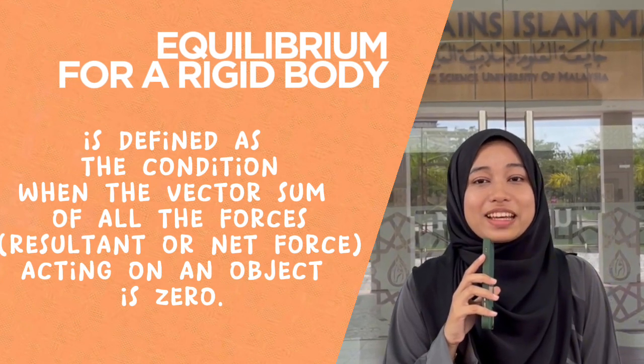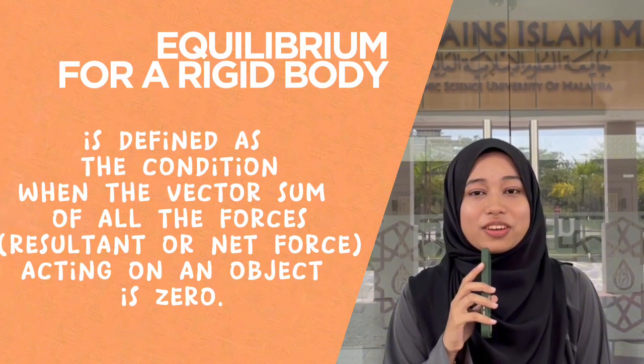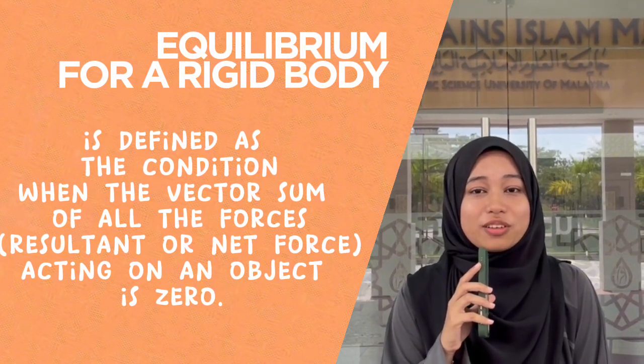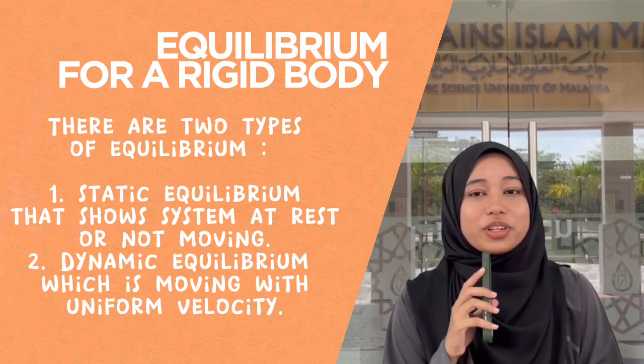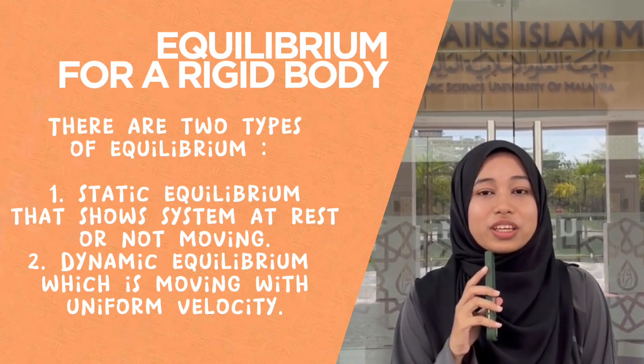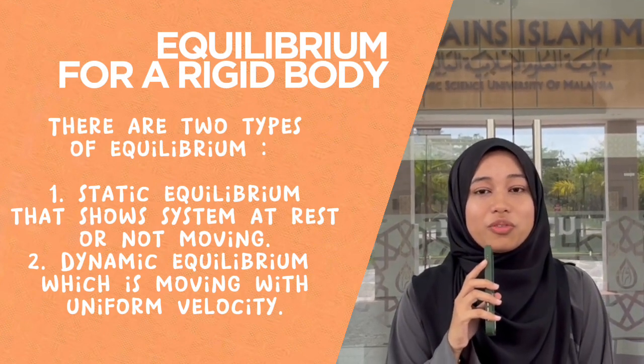Equilibrium is defined as the condition when the vector sum of all the forces, resultant or net force, acting on an object is zero. There are two types of equilibrium. First, static equilibrium that shows system at rest or not moving. Second, dynamic equilibrium which is moving with uniform velocity.